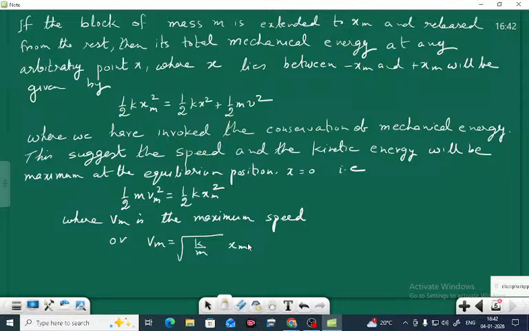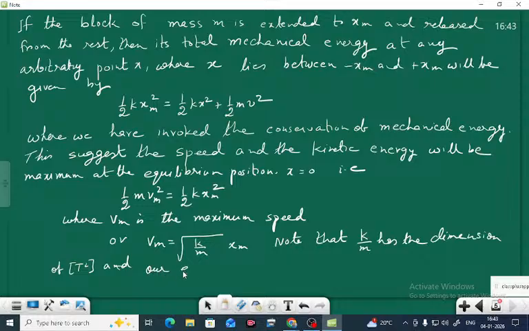Note that k by m has the dimension of 1 by t square, and our equation is dimensionally correct.